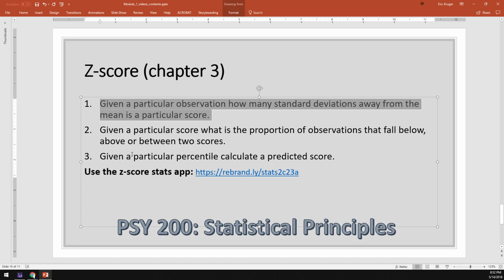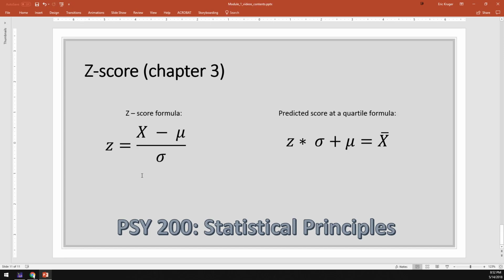So for this first one, given a particular observation, how many standard deviations away from a mean is a particular score, let's first look at the formula for a z-score. I want you to ignore the formula on the right side of the screen and just focus on this formula that I'm highlighting here. We have z is equal to x, where x is a particular observation, minus the mean, divided by the standard deviation. So a pretty simple formula.